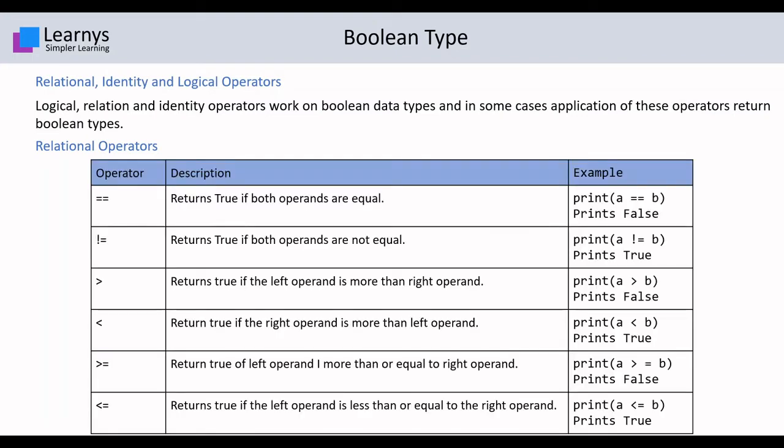This is a table having all the relational operators which can be used in Python. The first is the double equal to operator, which will return True if both the operands are equal. The second is just the complementary, not equal to. It will return True if both the operands are not equal. Not equal to and double equal to both compare the values of the objects. Then we have greater than, less than, greater than or equal to and less than or equal to, which compare the value of the left and right operand and return True or False depending on which condition is true.